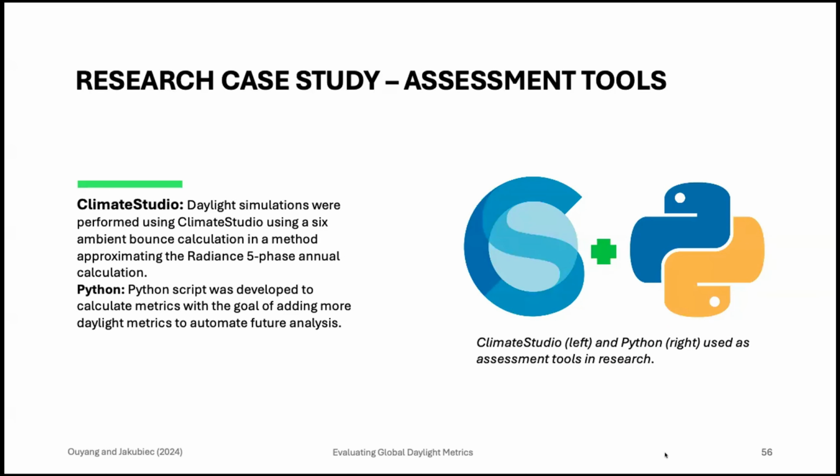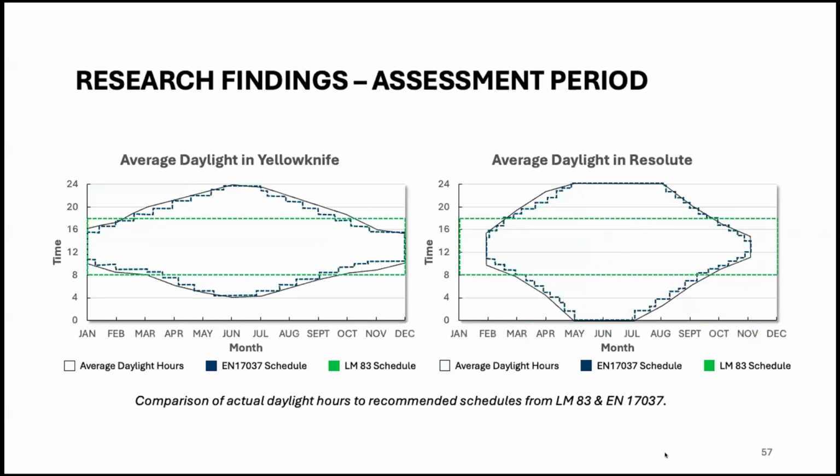Daylighting simulations were performed using Climate Studio. Daylight was simulated using a 6 ambient bounces calculation, in a method approximating the Radiance three-phase annual calculation, with 4,096 primary array samples per sensor. In addition, a Python script was developed to calculate the metrics for this research, with the goal of adding additional metrics to automate future analysis.